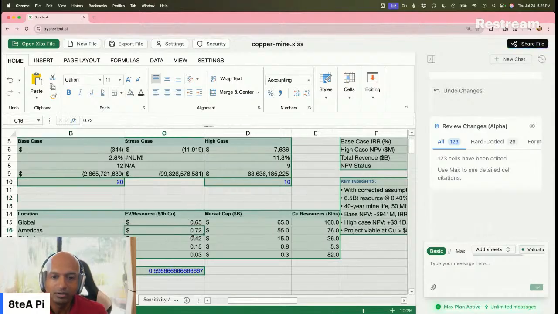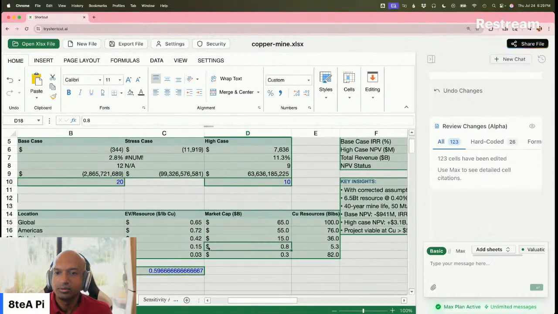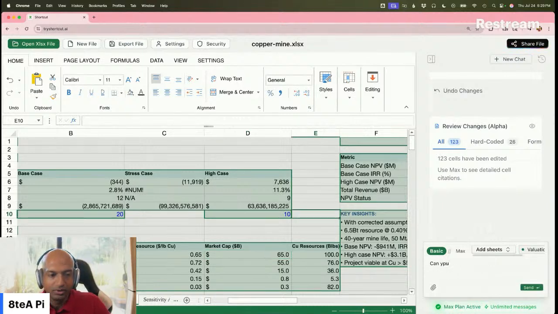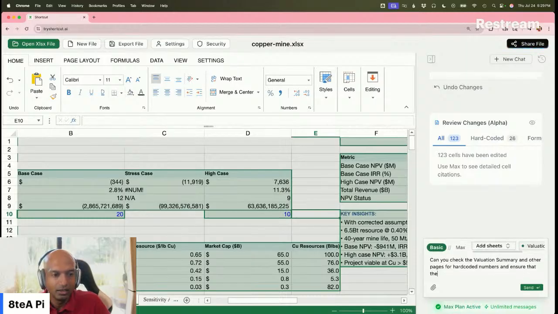It did not do it. It did not do it. It did not. I am so annoyed now. Can you check the valuation summary and other pages for hard-coded numbers and ensure that they are in blue.